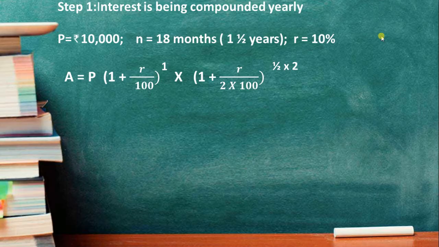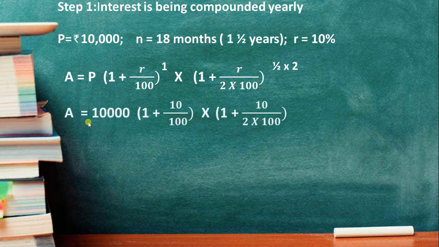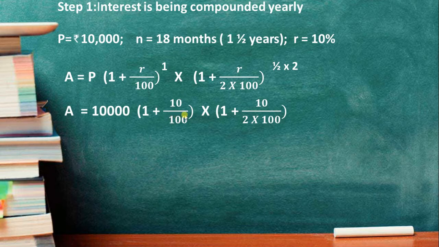When interest is being compounded yearly, the formula we are going to use is amount is equal to P into (1 plus R by 100) whole to the power 1 into (1 plus R by 2 into 100) whole to the power 1 by 2 into 2. Substitute P as 10,000, R as 10%. Try to simplify here. The zeros can be cancelled here and here. Hence, it results as 1 plus 1 by 10 into 1 plus 1 by 20.